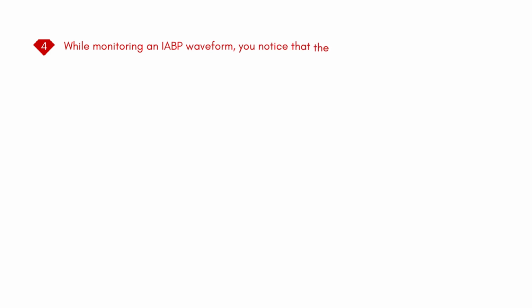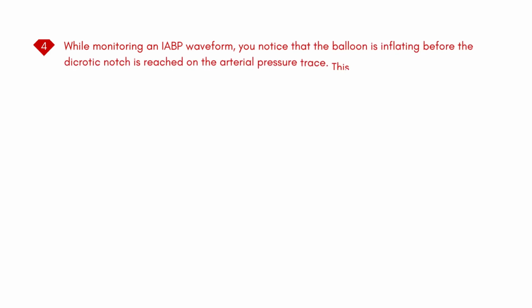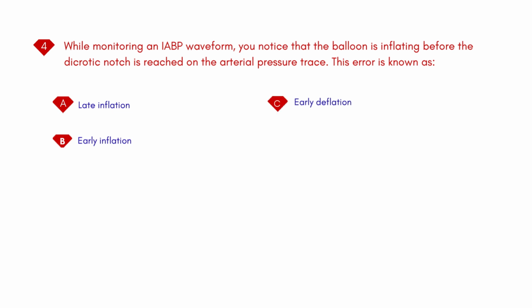While monitoring an IABP waveform, you notice that the balloon is inflating before the dicrotic notch is reached on the arterial pressure trace. This error is known as: A. Late inflation. B. Early inflation. C. Early deflation. D. Late deflation.